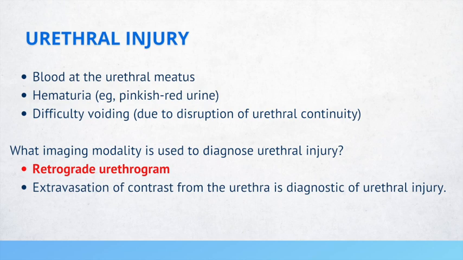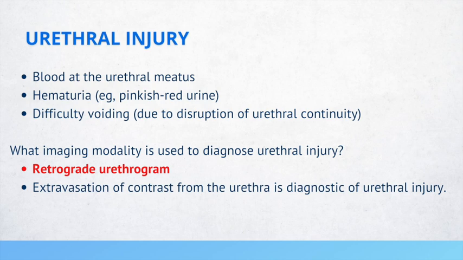Urethral injury. Signs of a urethral injury include blood at the urethral meatus, hematuria, and difficulty voiding. What imaging modality is used to diagnose urethral injury? Retrograde urethrogram. Extravasation of contrast from the urethra is diagnostic of urethral injury.